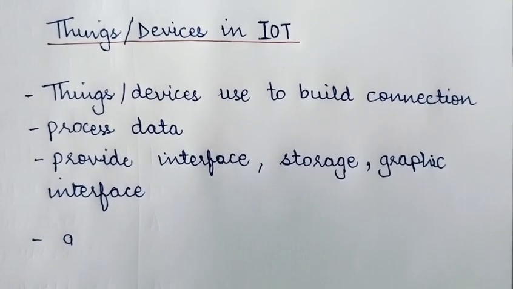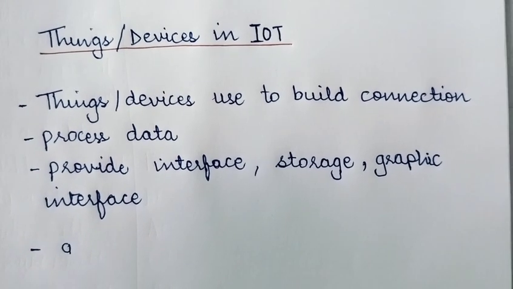Hi everyone. Today we are going to study the things or devices in IoT. As we all know, IoT is an ecosystem which consists of various devices, and as I already explained, an ecosystem is a system which consists of components which are interdependent upon each other. For example, a sensor, a device, and actuators are all components of an IoT.